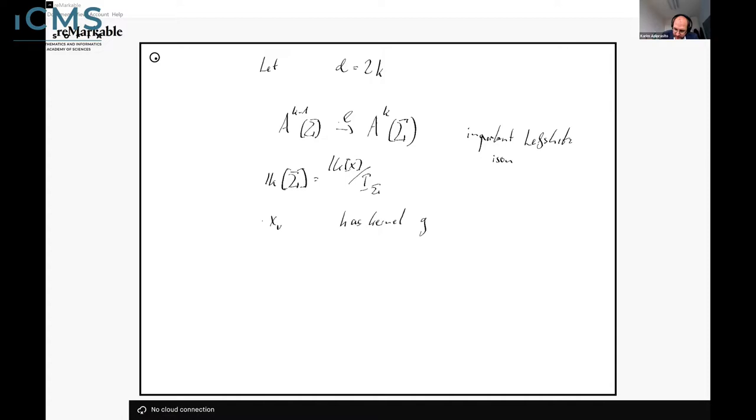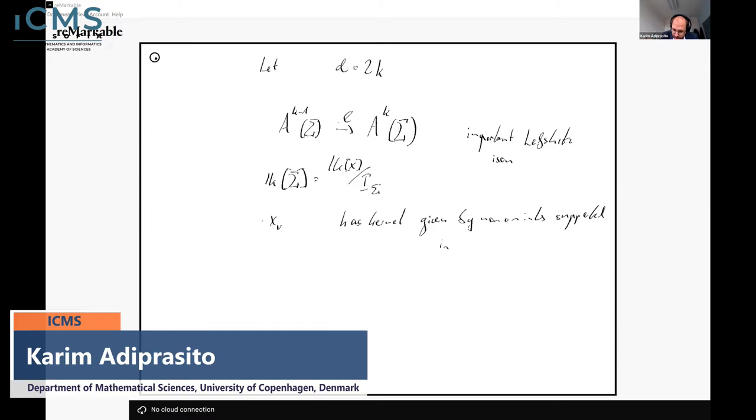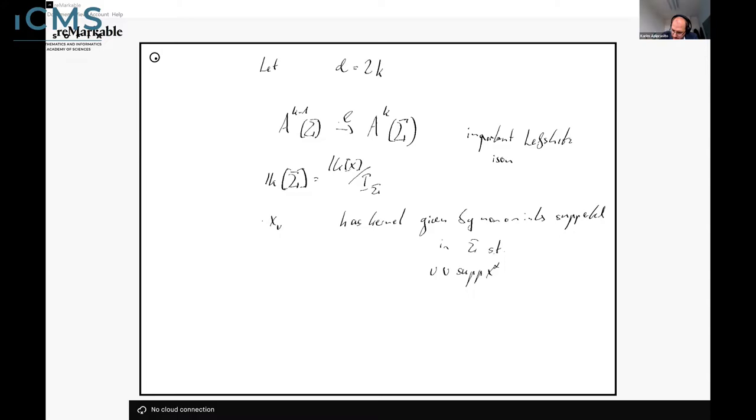given by monomials supported in sigma, such that v union the support of this monomial, the support of x to the alpha, is not supported in sigma. So it's a very combinatorial description. I can describe the kernel rather well.